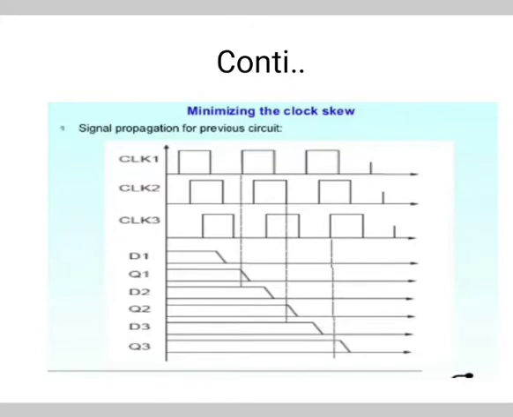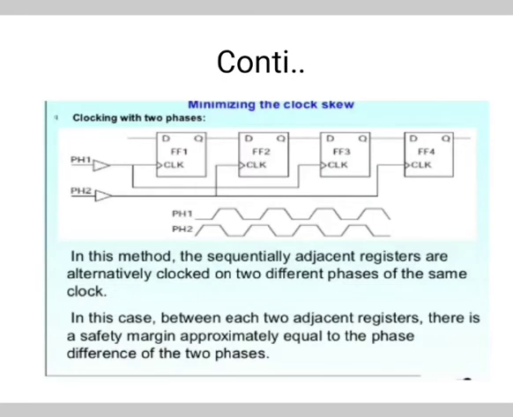Then this diagram shows the signal propagation from the previous circuit. Then clocking with two phases. Here the sequentially adjacent registers are alternately clocked on two different phases of the same clock, and in this case between each two adjacent registers there is a safety margin approximately equal to the phase difference of the two phases.